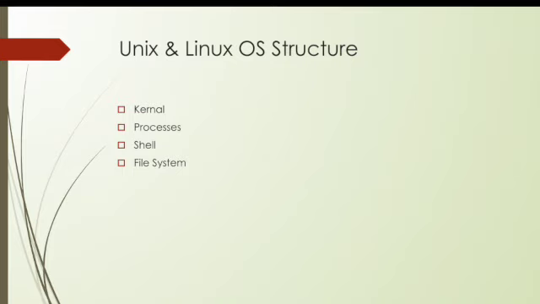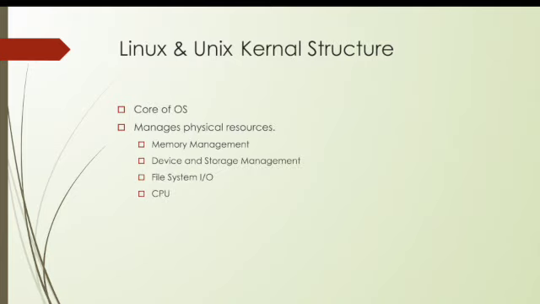So, what is the operating system structure for Unix and Linux? There are four main structures for the operating system. The first one is the kernel, then the processes, the shell, and the file system. Linux and Unix kernel structure: it is the core of the operating system, and it manages the physical resources, which include memory management, device and storage management, file system input and output, and the CPU.